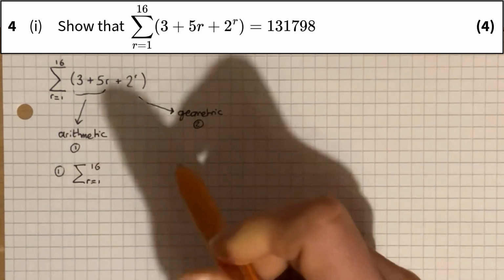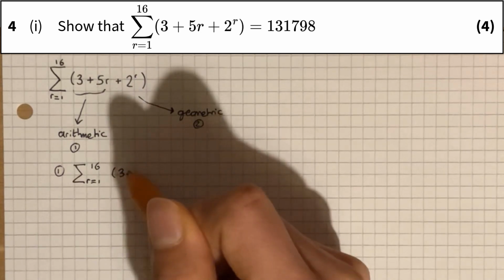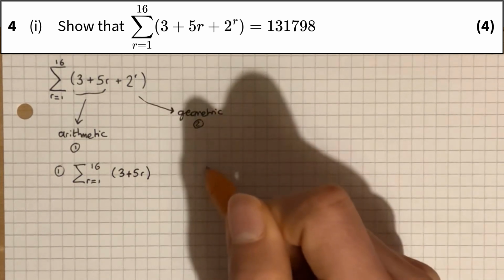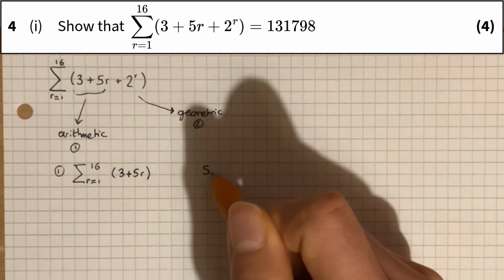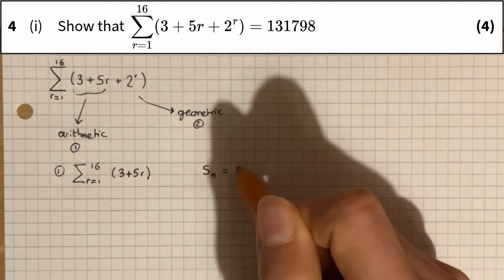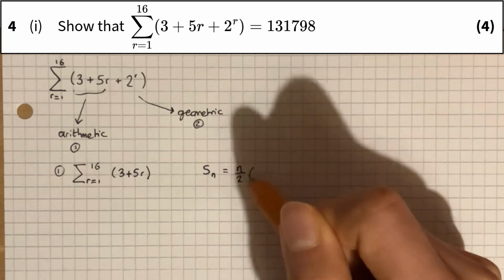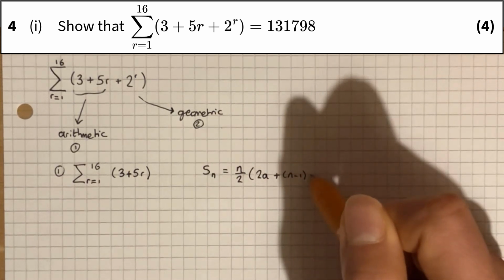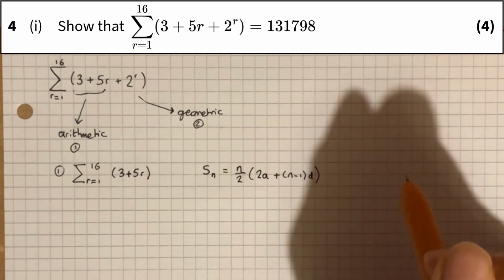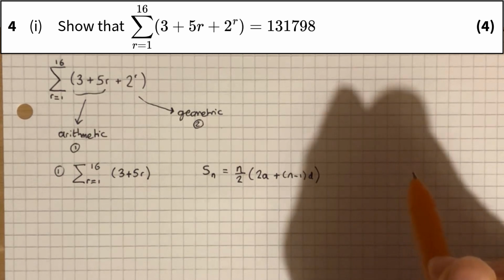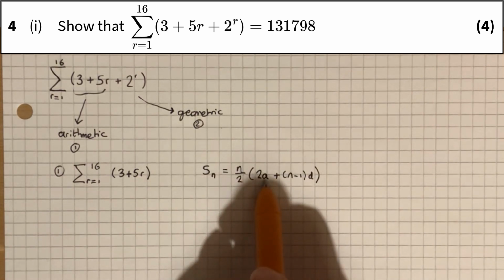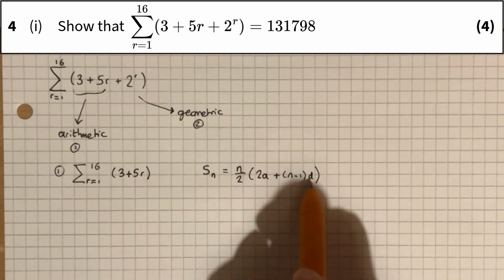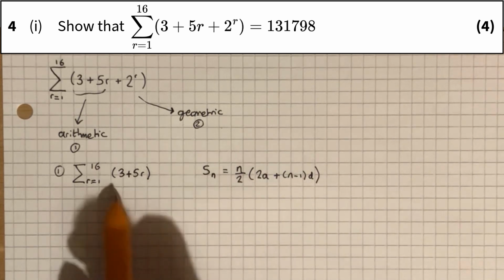So part 1, we are summing the first 16 terms of a sequence. Therefore, we're going to need the formula Sn. If you don't know the formula, I'll write it here, but you do get it given in the formula book, so there's no need to memorize it. We do, however, need to know what all these letters stand for. A is the first term of the sequence, N is the number of terms that we're adding together, and D is the common difference between each term of the sequence.